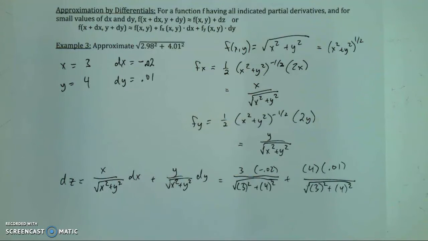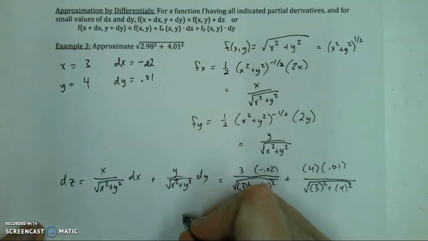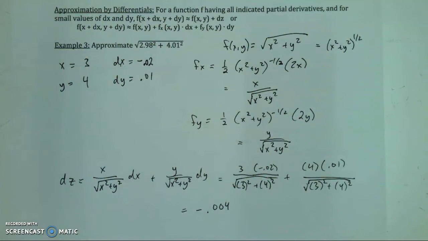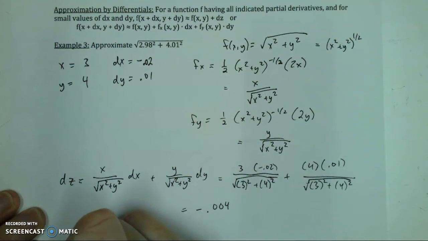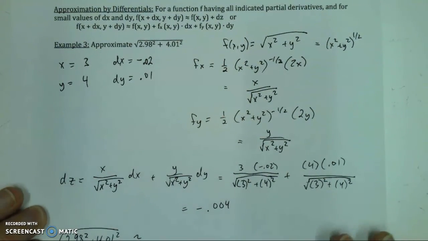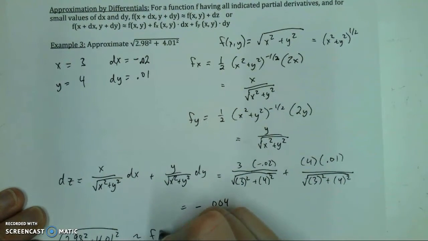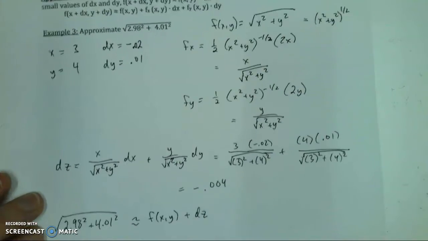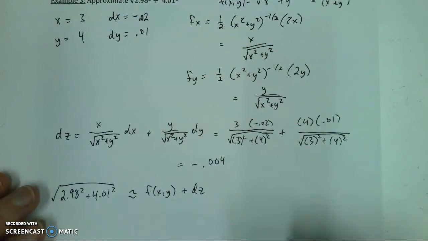Alright, so again, since I am lazy, I am just going to type that into my calculator. And I get out that my total approximation, the dz, is negative 0.004. Now be careful, I'm not actually done yet. My final problem here was to approximate this. And again, we said the way to approximate that is to take the actual function value and then add that dz. And let's scooch that up a little bit so you can actually see what I'm doing.